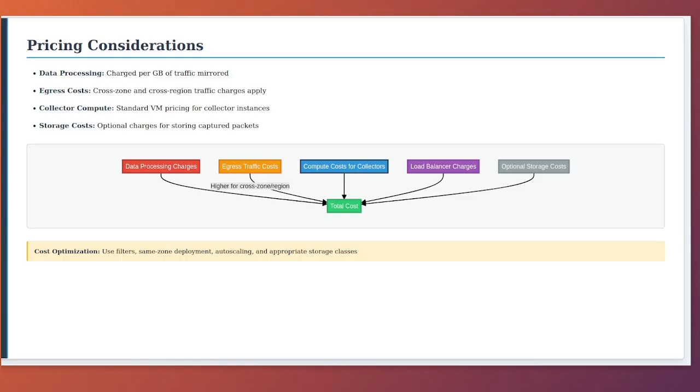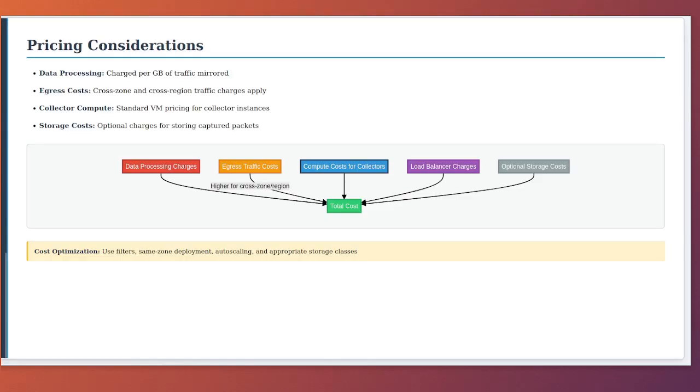In the middle of the diagram, we see compute costs for collectors. Your collector instances are regular Google Compute Engine virtual machines, and you pay standard compute pricing for them. This includes the machine type costs based on vCPUs and memory, any attached persistent disks, and other typical virtual machine charges. The arrow shows these costs are ongoing for as long as the collectors run. If you're running large or high-performance collector instances to handle significant traffic volumes, these compute costs can be substantial.